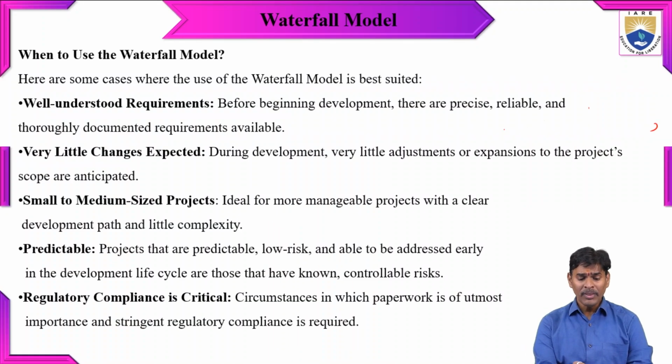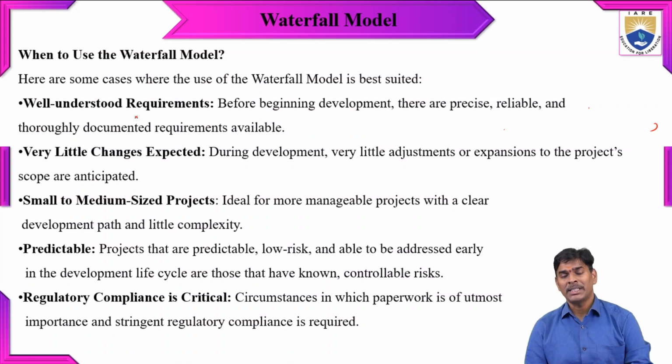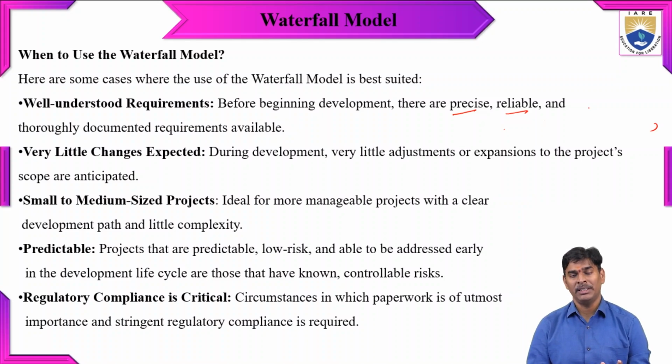So first we need to understand the requirements of the project. What are the different types of requirements we need for developing a software project in a life cycle? This should be very precise, reliable, and thoroughly documented. Documentation is very important during each and every stage. They are going to verify the requirements, the planning, and the analysis, which should be very reliable in these documented requirements.